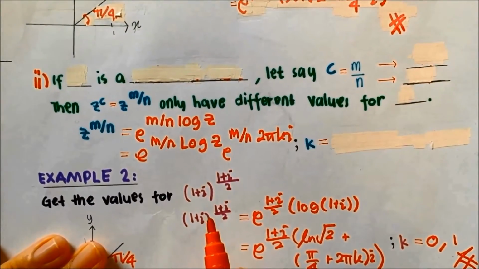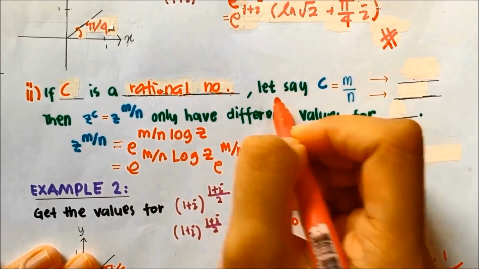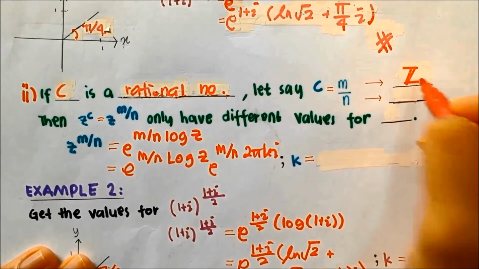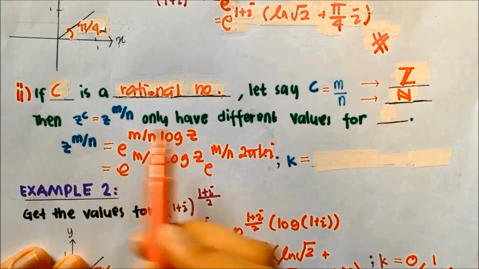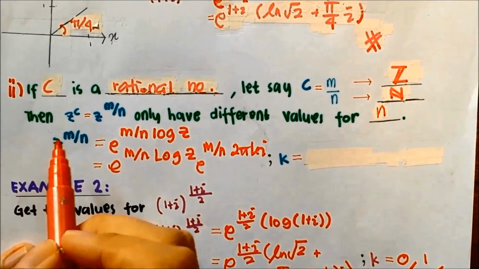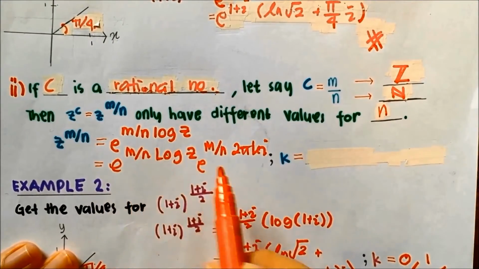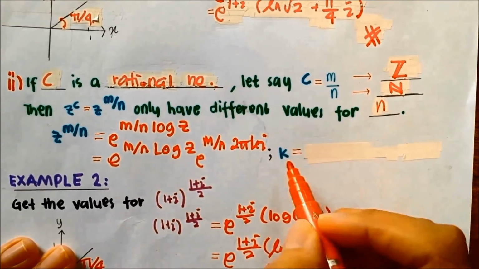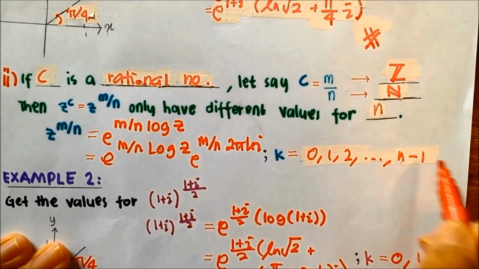The second form, if c is a rational number, let's say c equal to m over n, where m is any integer and n is any positive integer, then this equation only has n different values. Then we get z to the power of m over n, which is exp of m over n times log z, which is e to the power of m over n times (ln|z| + i(Arg z + 2 pi k)), where k is from 0 up until n minus 1.